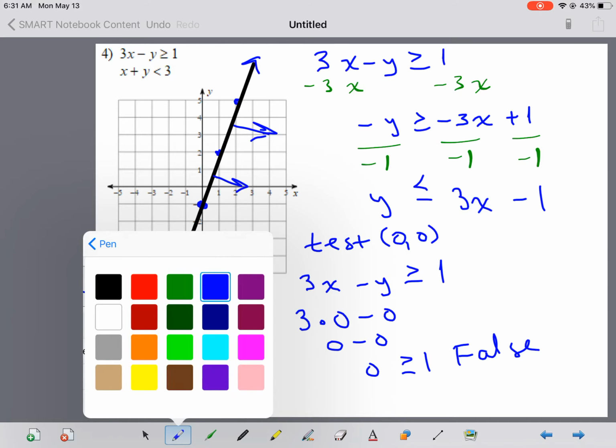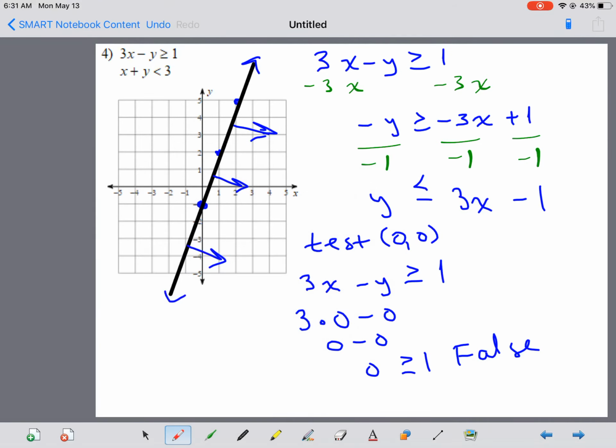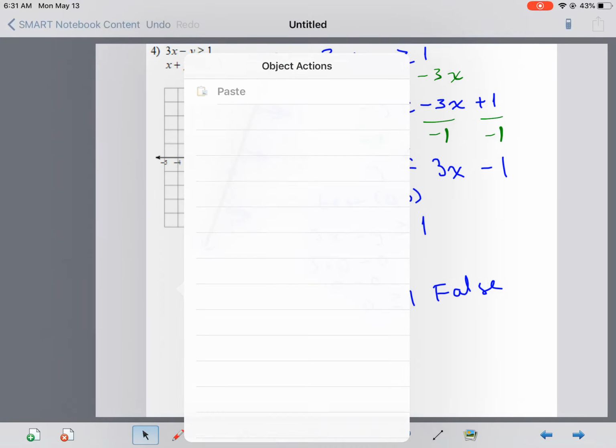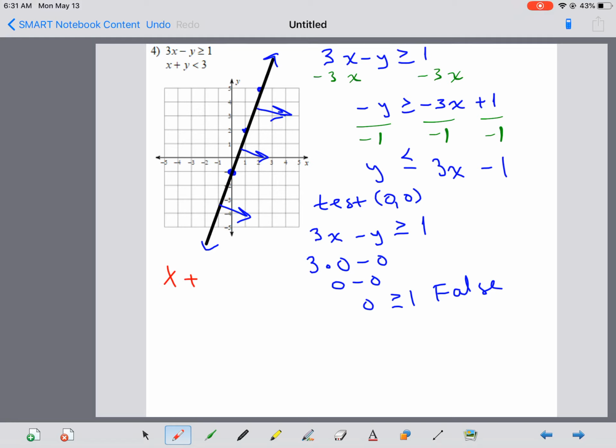All right, now let's look at our next inequality. Our next inequality is x plus y less than 3. So we first have to get y by itself. So we have to subtract x, and we get y is less than negative x plus 3. Now in this case, our line is going to be dotted because it's y is less than, not equal to. So let's begin that graph.